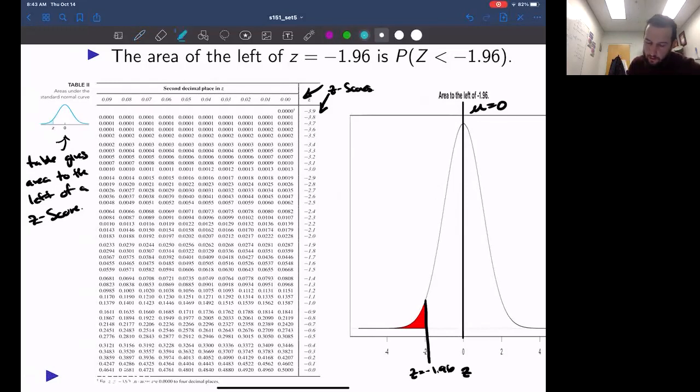So to do this, we start by looking at our axis and finding negative 1.96. So here's negative 1.9. You can see that all standard normal tables are giving z-scores to 2 decimal places of accuracy. So in general, we always need to round to 2 decimal places when we are given a z-score. So we have negative 1.9 and 0.06. Now we find the intersection of those 2 values. So negative 1.96 intersects here at 0.0250. Okay, so that means that the area to the left of z equals negative 1.96 is of a size 0.025.